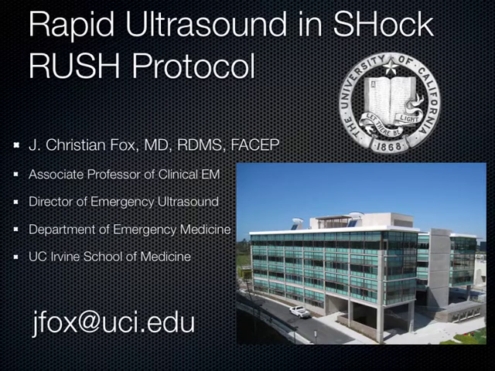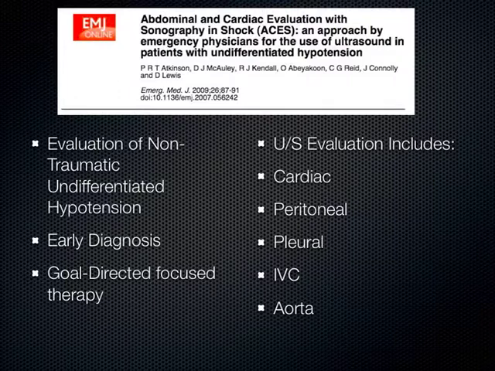So this particular topic that we're going to be going through is called the RUSH protocol, or Rapid Ultrasound in Shock. And basically, there are many different ways to evaluate somebody who's got undifferentiated hypotension using ultrasound. One group recently came out with this paper called Abdominal and Cardiac Evaluation with Sonography in Shock, or ACES, basically using ultrasound in the setting of undifferentiated hypotension to try to pick up an early diagnosis and then guide the therapy in a goal-directed way.